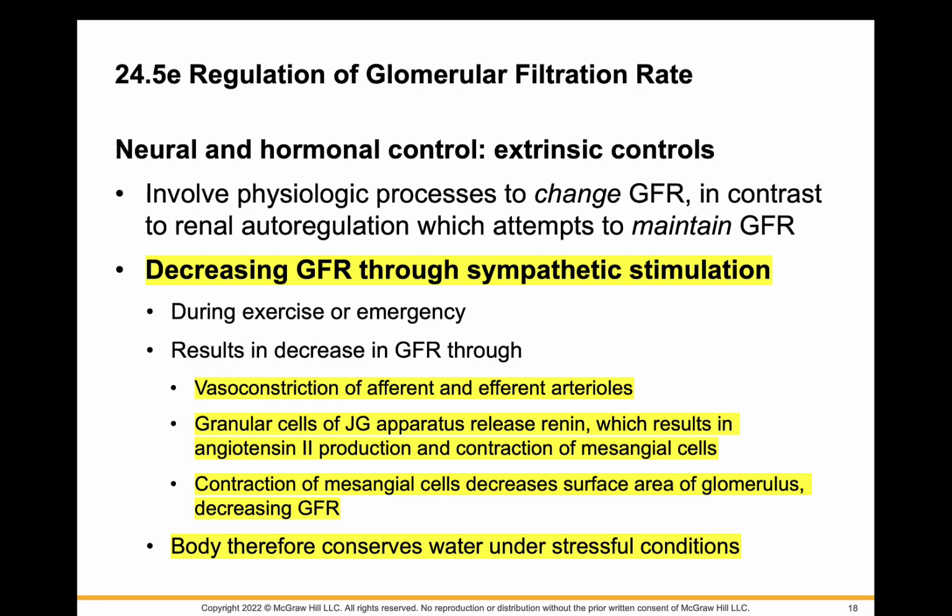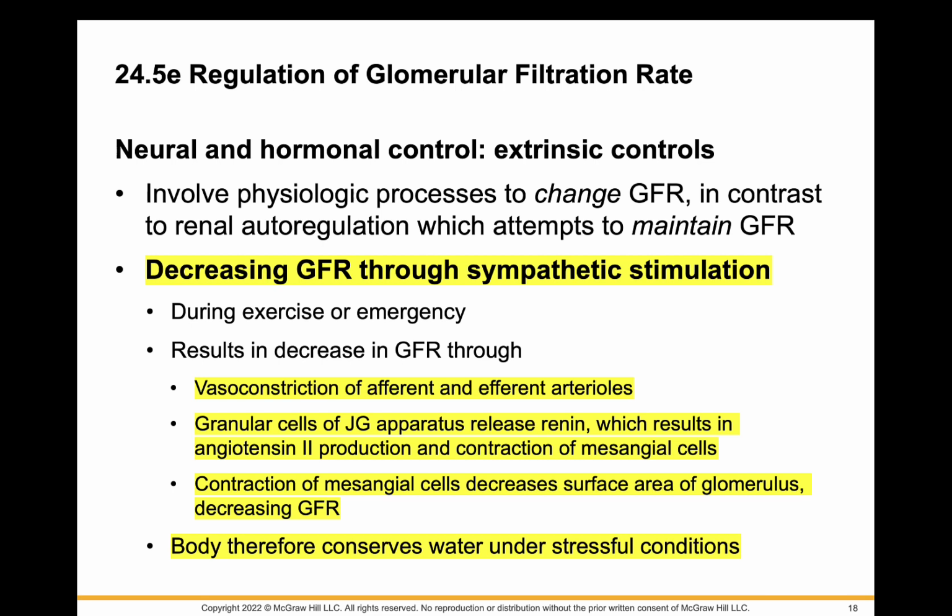Now, when we increase sympathetic stimulation, that will actually result in a decrease in glomerular filtration rate. This is something that will happen during exercise or emergency. Basically, it's going to result in decrease in glomerular filtration rate, and this is happening due to vasoconstriction of both the afferent and efferent arterioles. The granular cells of the juxtaglomerular apparatus are releasing renin.